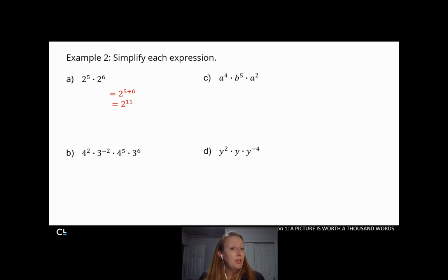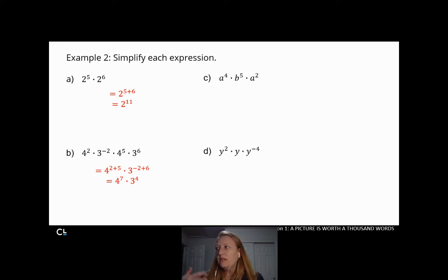On B, I have a couple of different ones. So I put the 4s together and I put the 3s together. So 4 to the 2nd power times 4 to the 5th power. So that's going to be a base of 4, and I'll add my exponents 2 and 5. And I put the 3s together, 3 to the negative 2 power times 3 to the 6th power. So 3 to the negative 2 plus 6 power. That becomes 4 to the 7th power and 3 to the 4th power. Negative 2 plus 6 is 4.